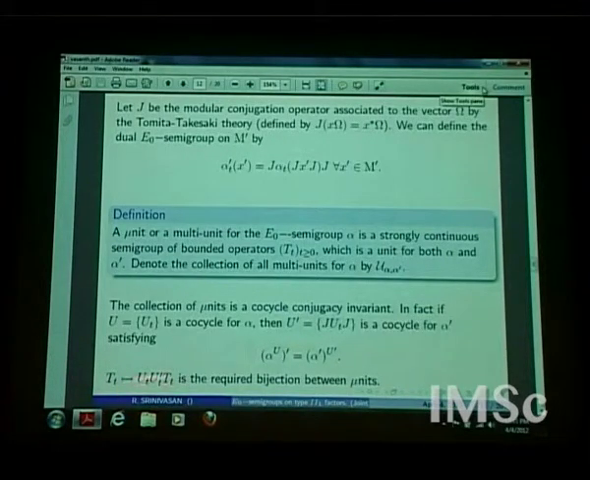Usually the units are preserved, I mean the correspondence between units for two cocycle conjugate E0 semigroups is by multiplying by the cocycle, but here we do it by U_t prime. So that will give again a multi-unit, and so the multi-unit is a cocycle conjugacy invariant. The collection of multi-units is a cocycle conjugacy invariant.